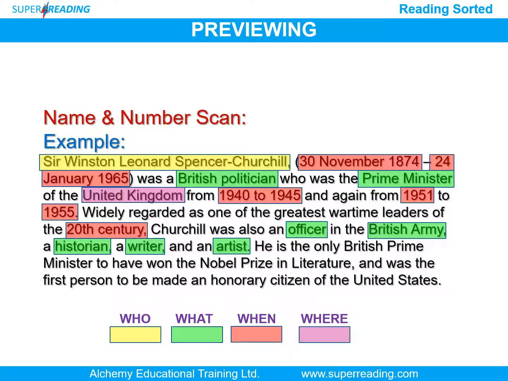He's the only British Prime Minister to have won the Nobel Prize in Literature. That's a what? And was the first person to be made an honorary citizen, what, of the United States. A where. So this paragraph is prime for name and number scan because there's so much information.